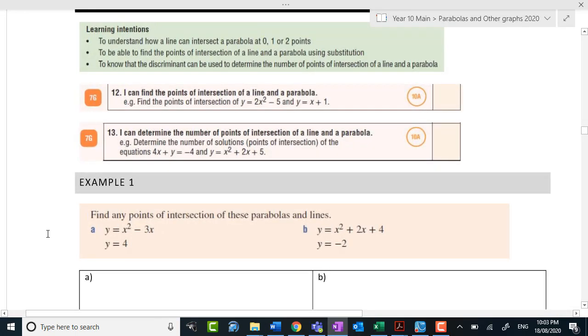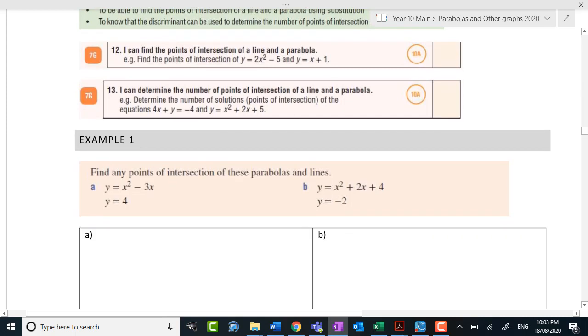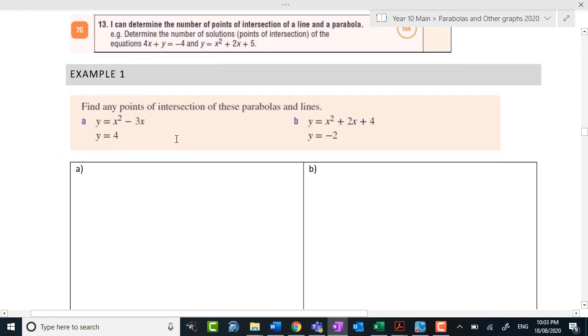I'll show you how to do it by hand and also how to do it with your CAS. And also determine how many points of intersection there are, which we'll go through. All right, so let's get started. We can see here that we're asked to find any points of intersection.